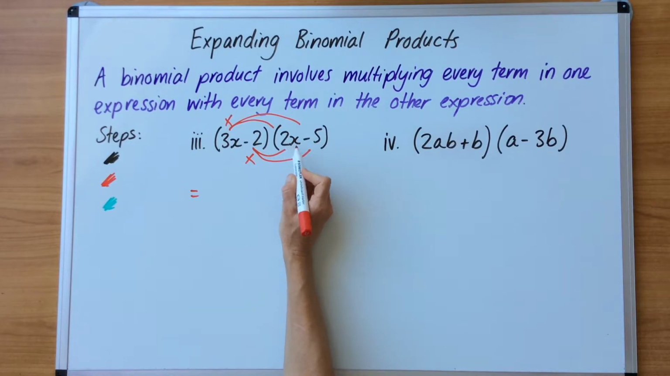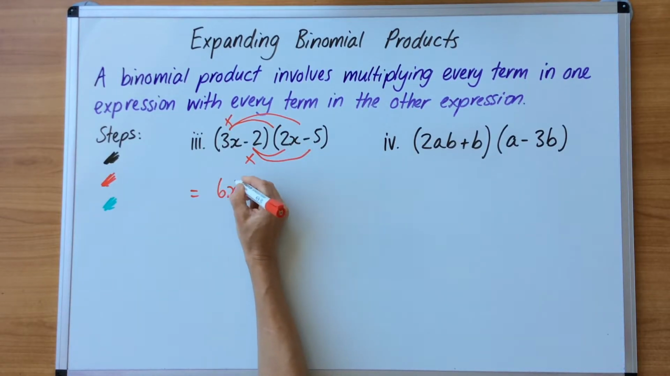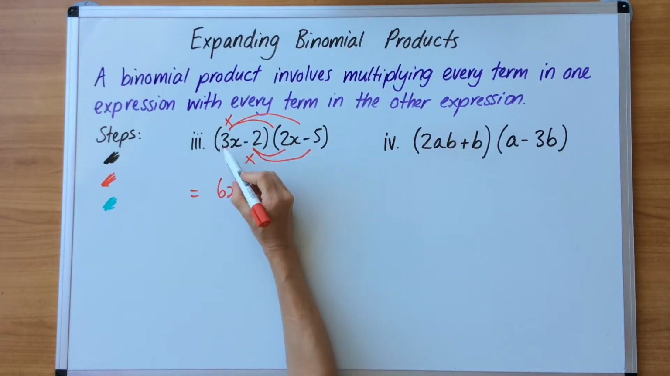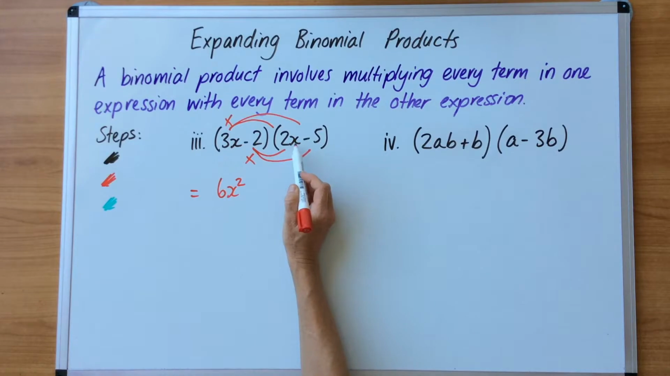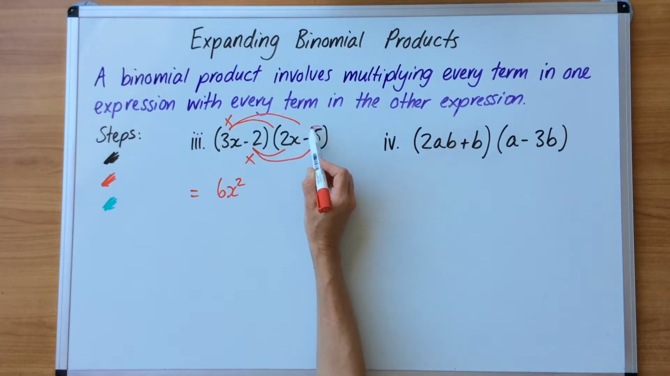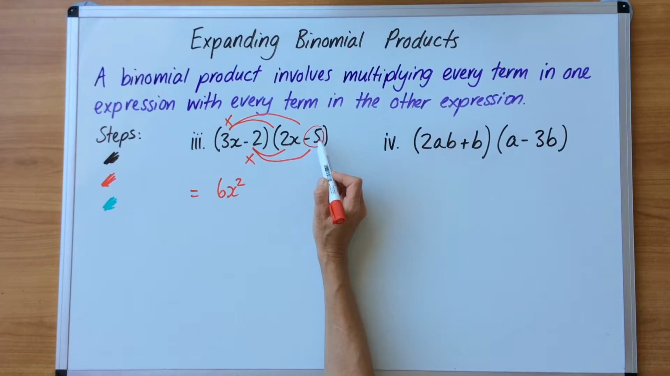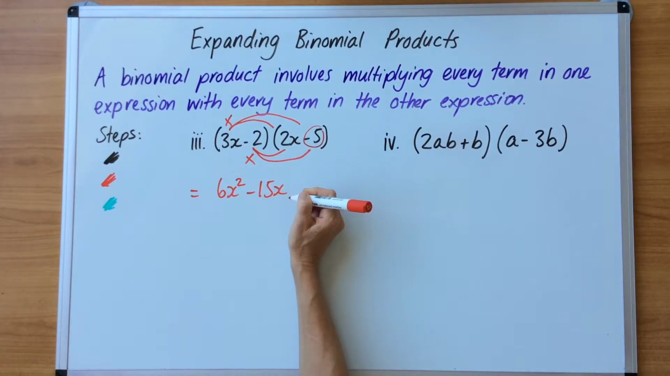3x multiplied by 2x is 6x squared. So we multiply these numbers, and because they both have an x, the x multiplies by itself to produce the x squared. We now go 3x multiplied by negative 5, because that symbol is owned by that 5. And that is a negative 15x.